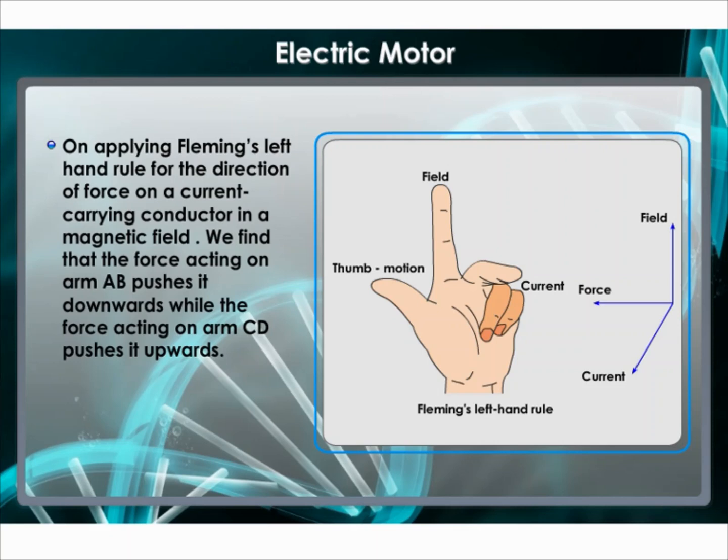The reversal of current also reverses the direction of force acting on the two arms AB and CD. Thus, the arm AB of the coil that was earlier pushed down is now pushed up, and the arm CD previously pushed up is now pushed down. Therefore, the coil and the axle rotate half a turn more in the same direction. The reversing of the current is repeated at each half rotation, giving rise to a continuous rotation of the coil and to the axle.